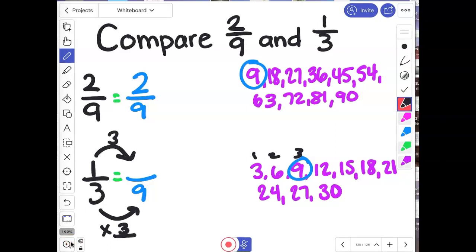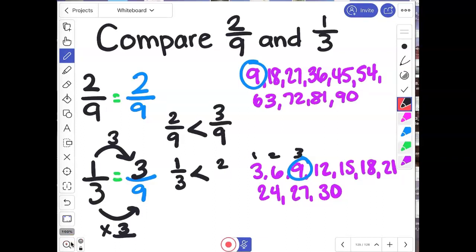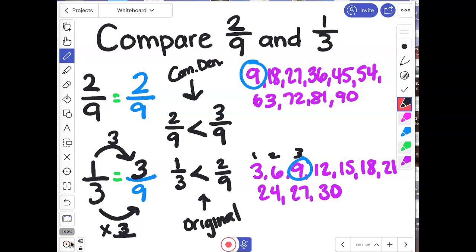1 times 3 is 3. So now compare. 2/9 is less than 3/9. Therefore, 1/3 is less than 2/9. This is my new fractions with the common denominator. I'm going to put common denominator. These are my original fractions with different denominators. By making common denominators, it's easy to compare.